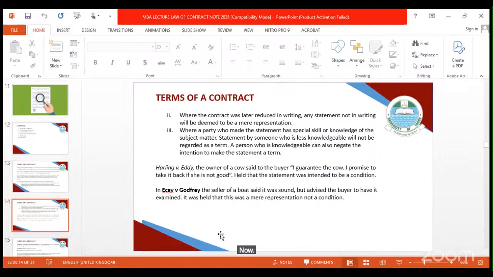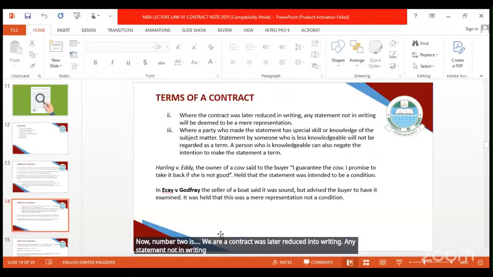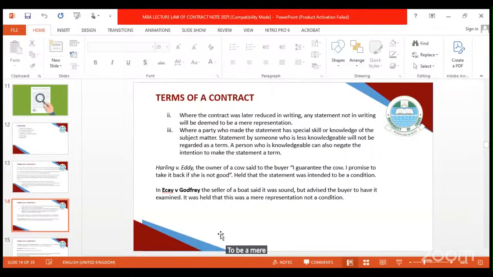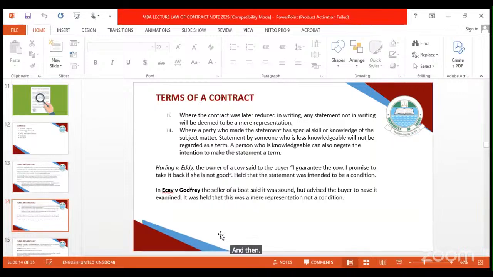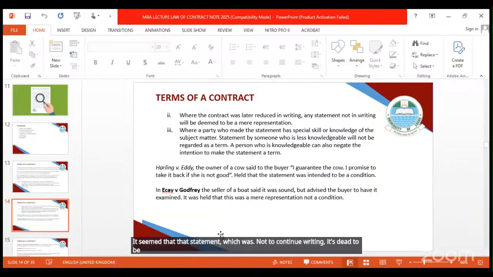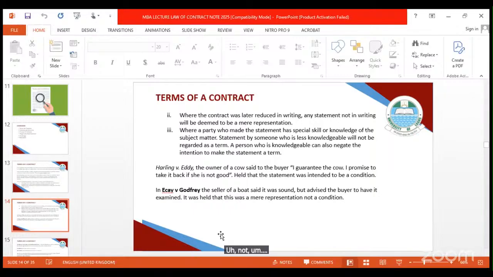Now, number two is where a contract was later reduced into writing. Any statement not in writing will be deemed to be a mere representation. So you will see that parties would have entered into oral communication, and then of course they decide to reduce that into writing. So the law is saying very clearly that where oral statements were made and the parties reduce that into writing, the statement which was not contained in the writing is deemed to be a mere representation, and not a term of the contract, as the case may be.